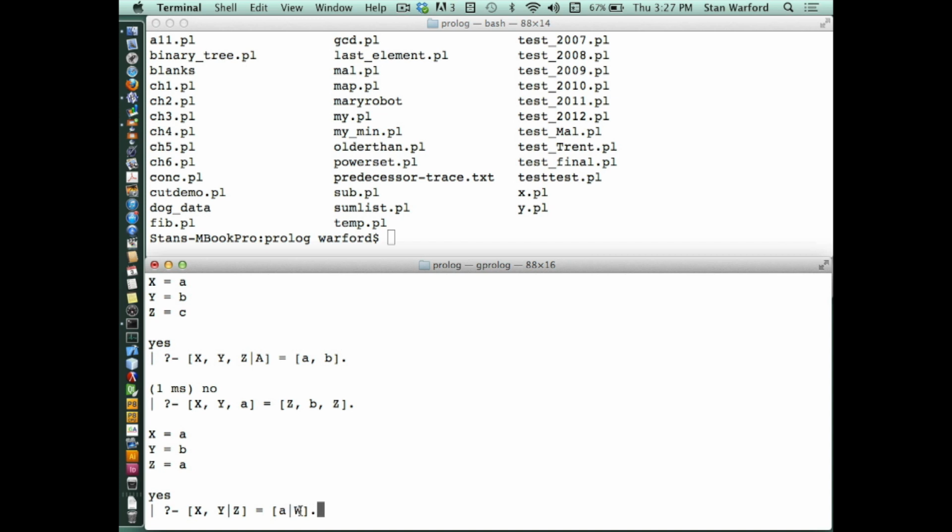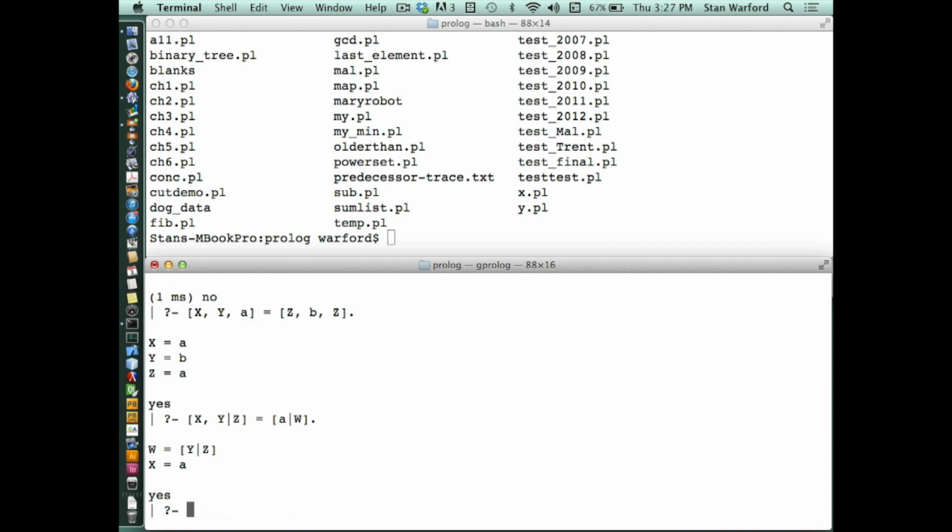But on the other hand, what is this saying? This W here is a variable. So this is a little surprising. X matches with the A, and W is Y vertical bar Z. So think about that. That's a little surprising. All right, so now let's go ahead and look.